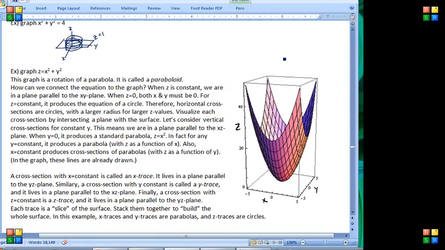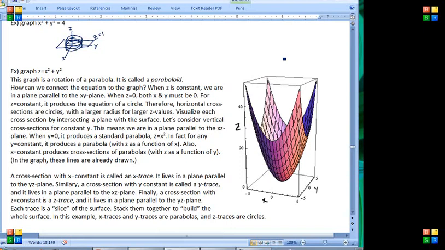First of all, when z is a constant, what's happening? For z equals 1, z equals 2, whatever, as we saw previously, we're in a plane parallel to the xy plane. Let's look at the equation for a second. When z equals 0, you get x squared plus y squared equals 0. Well, that just means that they both have to be 0. Basically, I have a circle of radius 0. That's a point. For z equals some constant, you get a circle.